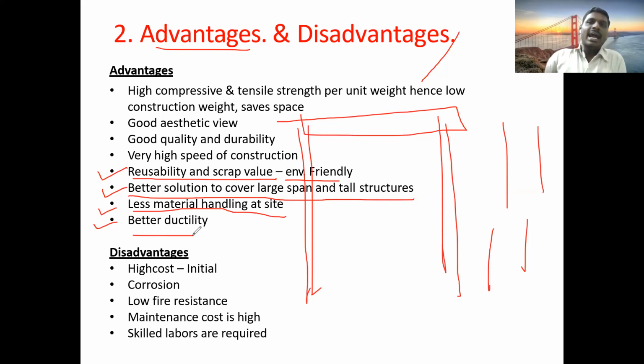So these are the advantages. Okay, so one question received to me in chat box. If steel is good, so why we are using concrete? One of the questions received by me in the chat box, that is, if steel is good, then why we are using concrete?